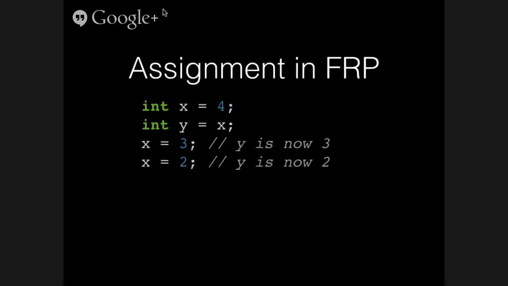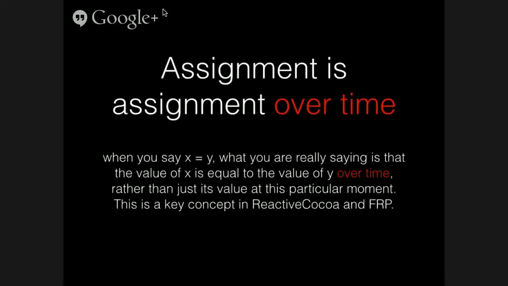Take the same thing, as pseudocode, and do it in FRP. You say x is 4, you say y is equal to x, then as you change x, y changes too. So it's not assignment. When you say y is equal to x, you're saying y is bound to x. This is one of the key things of FRP: you're binding variables. We like to say assignment is assignment over time. So instead of assignment as a single point in your program, you have assignment over time. You think about your data and how your data is split over time. And that's how your assignment works.